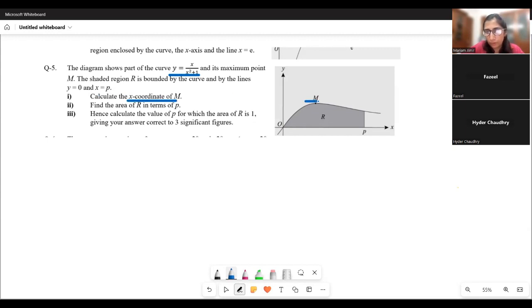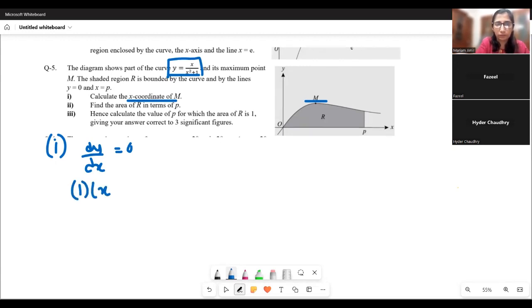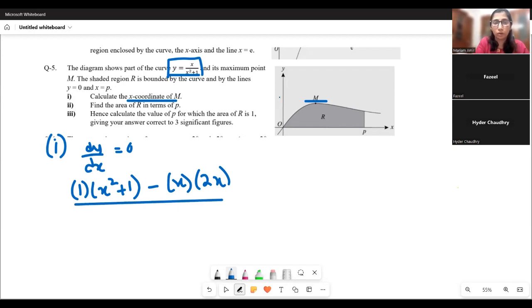For the x coordinate of M, differentiate the curve and equate it to 0 because M is the maximum point. To differentiate the curve, we have to use the quotient rule: derivative of x is 1 times the denominator, minus the numerator times the denominator's derivative, which is 2x, upon the square of the denominator, x square plus 1 whole square, equated to 0.